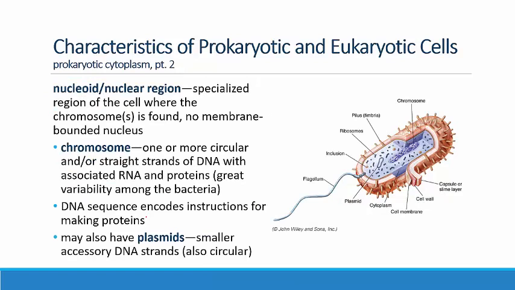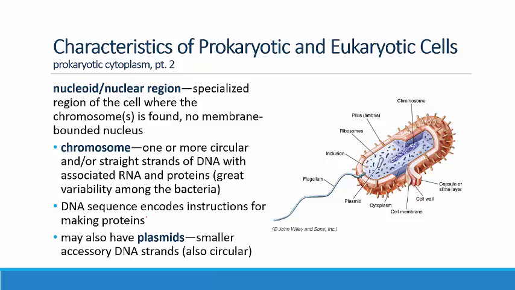There's also a region called the nucleoid, or sometimes the nuclear region. The nucleoid is just this specialized region of the cell where the chromosome is found, or if there are multiple chromosomes in the prokaryote, then there might be multiple there. But there's no nucleus or nuclear envelope surrounding the chromosome, and so we don't refer to that area as the nucleus. Instead, it's the nucleoid. The chromosome is one or more either circular or straight strands of DNA.